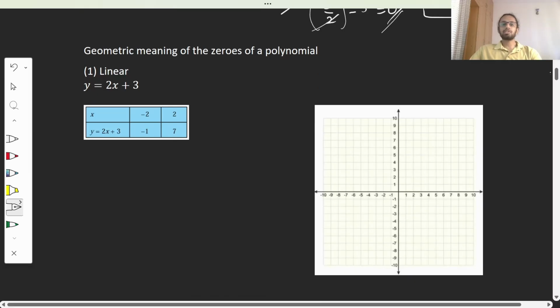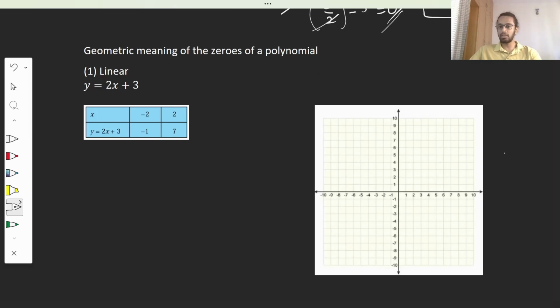The next concept is geometric meaning of zeros of a polynomial. Like, how do we visualize them in the graph or in the Cartesian plane? So for each, I've taken one example for linear, one for quadratic, and one for cubic. When we take example for linear polynomial, as we can see here, the example which I've taken is y = 2x + 3. Basically, 2x + 3 is the polynomial, and I have named that polynomial function as y. It can also be written as p(x).